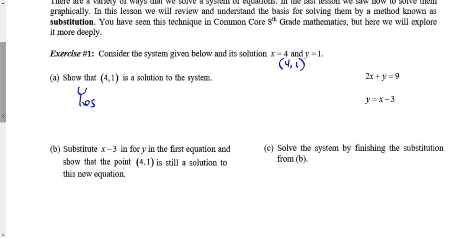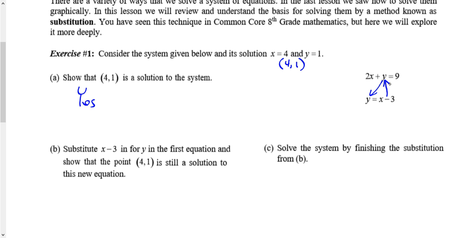What I want you to notice here, do you see this? The one equation is 2x plus y equals 9. The second one is y equals x minus 3. Do you see this y up here? What does that y actually equal? Couldn't I just replace that y up there with x minus 3, because y is equal to that? Because equal things can replace each other, right?